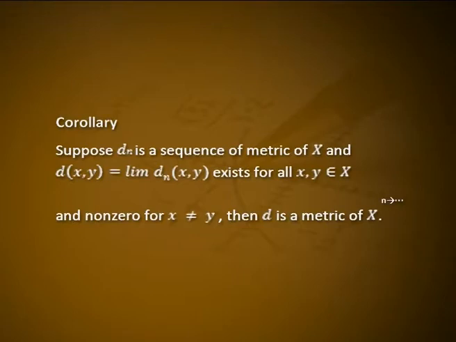Corollary. Suppose dn is a sequence of metrics on X and d of x, y equal to the limit of dn of x, y exists for all x, y belonging to X and is non-zero for x not equal to y. Then d is a metric on X. Proof. This follows easily from the above Theorem 1.4. Theorem 1.5. Suppose xn converges to x in the metric space (X, d).